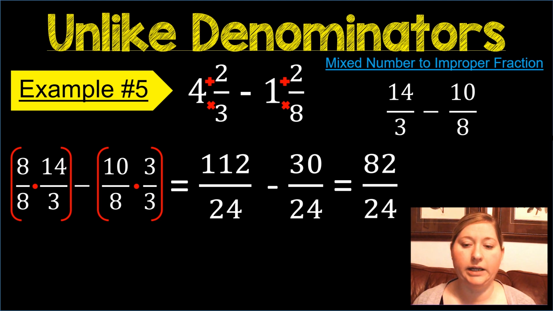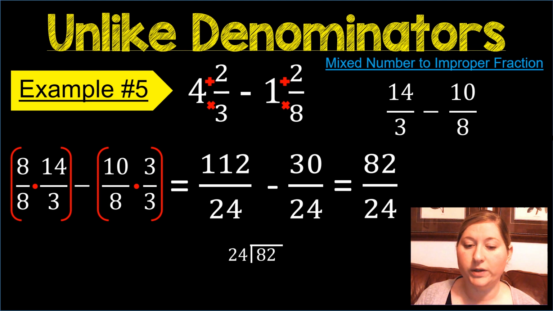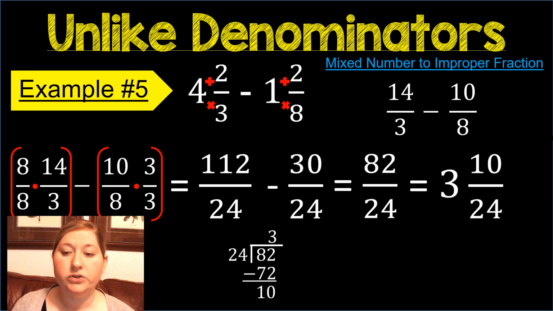Improper fraction, I need to divide. Numerator goes inside the box. 24 goes into 82 3 times. 24 times 3 is 72. When I subtract, I get 10. So I get a mixed number of 3 and 10 over 24.